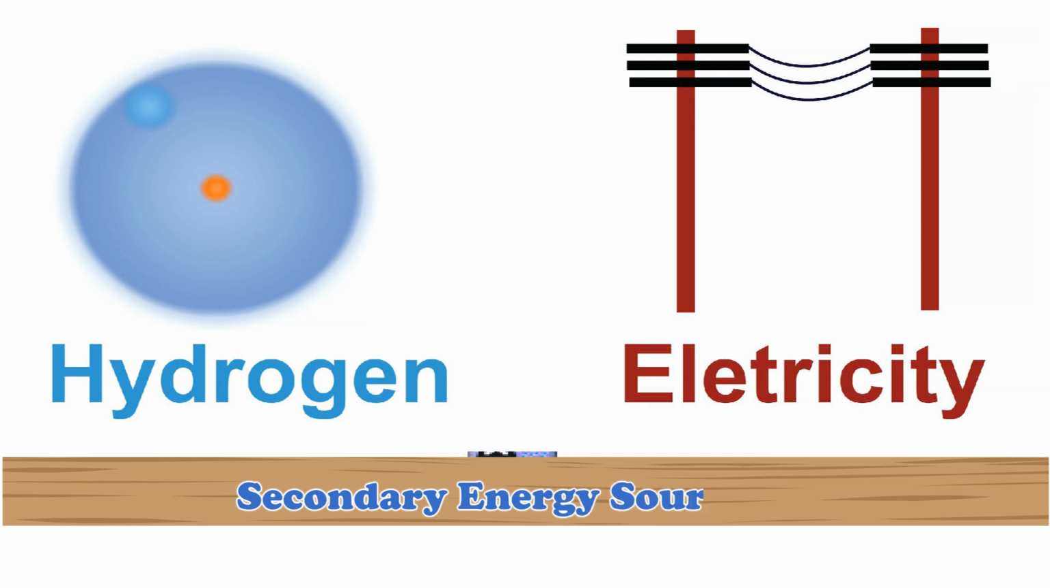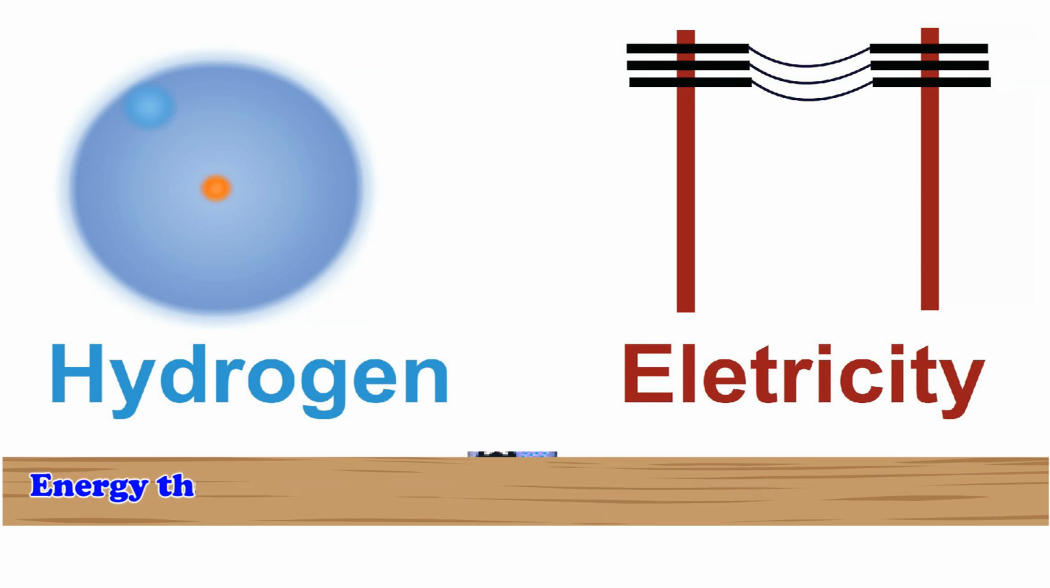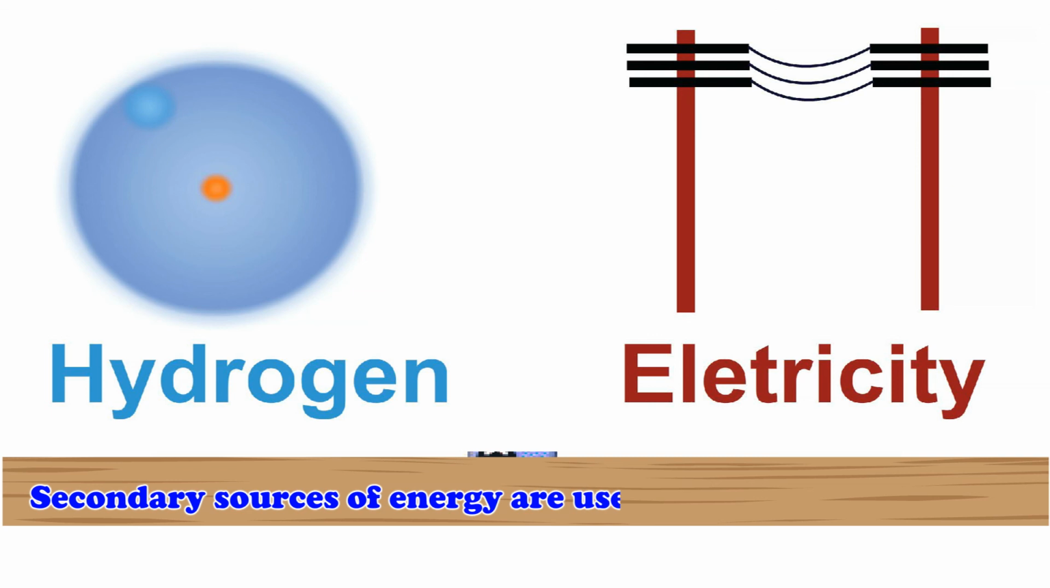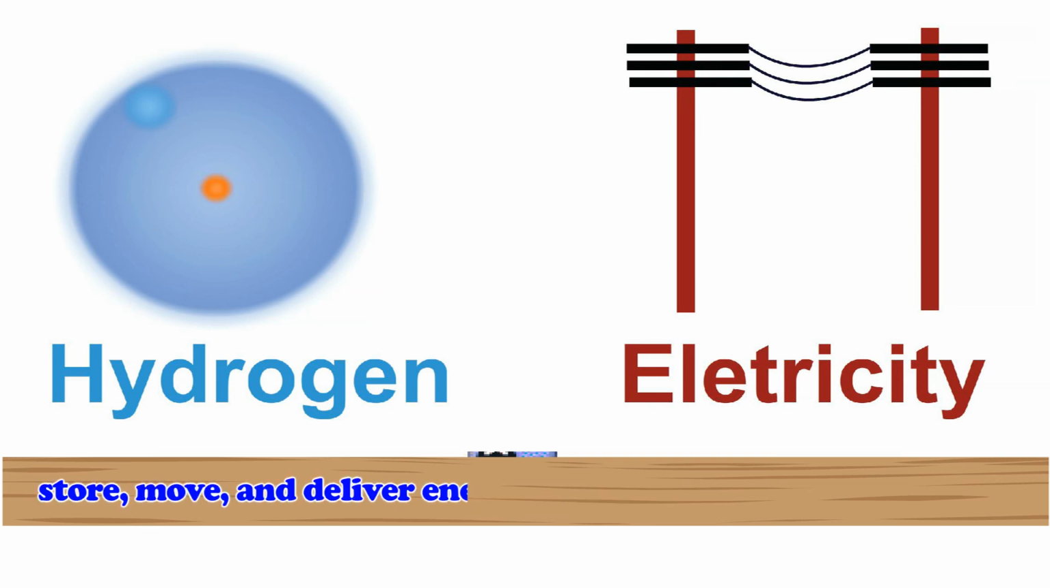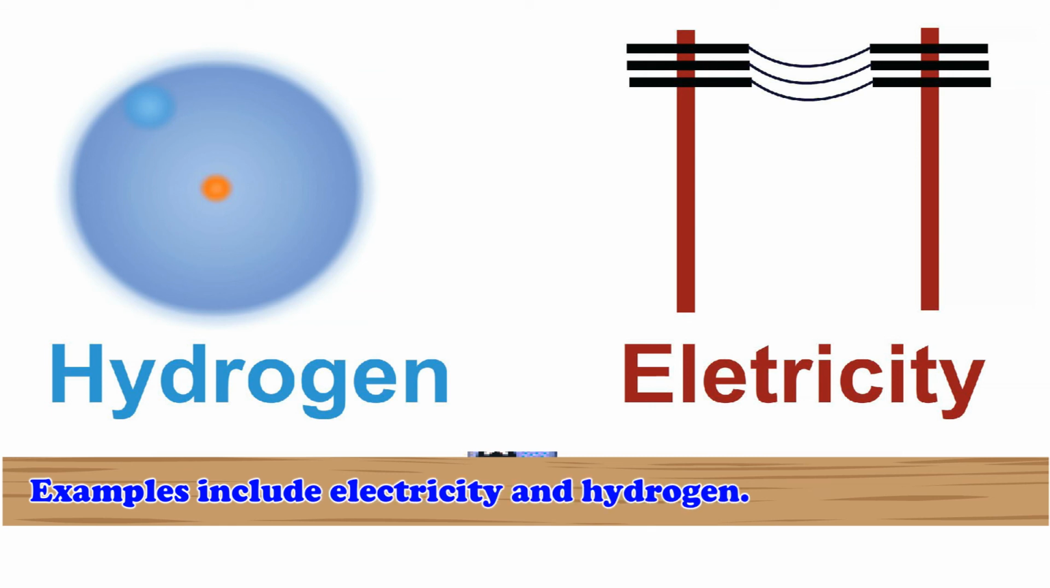Secondary energy sources. Energy that is converted from primary sources to secondary sources of energy. Secondary sources of energy are used to store, move, and deliver energy in an easily usable form. Examples include electricity and hydrogen.